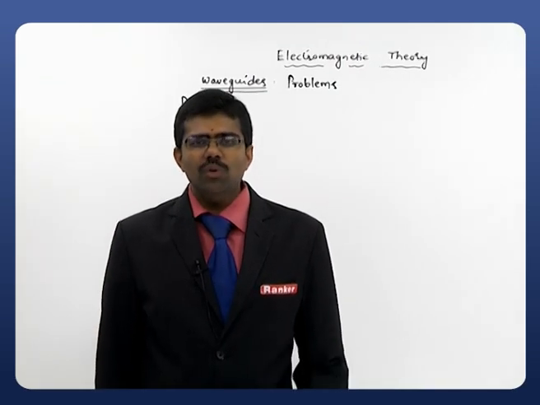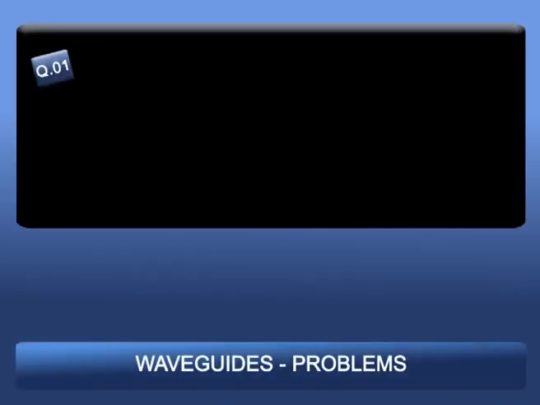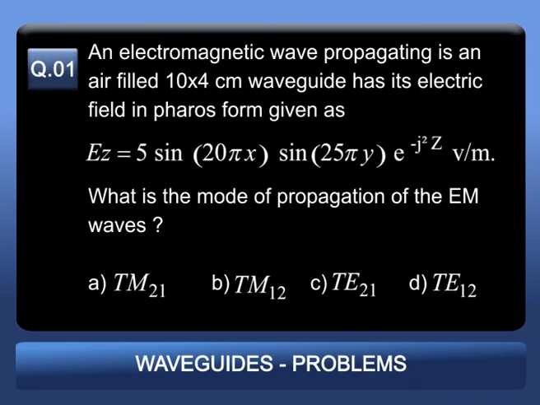Now, based on the concepts we have learned till now, we will solve a few problems on waveguides. Problem 1. An electromagnetic wave propagating in an air-filled 10 by 4 cm waveguide has its electric field in phasor form given as Ez = 5 sin 20πx sin 25πy e^(jβz) volt per meter. What is the mode of propagation of the electromagnetic wave? Option A TM21, option B TM12, option C TE21, option D TE12.